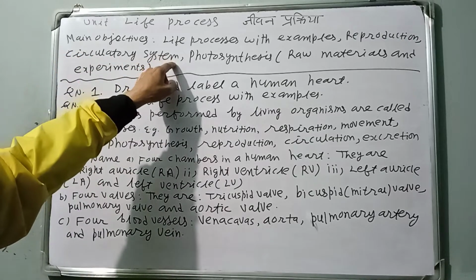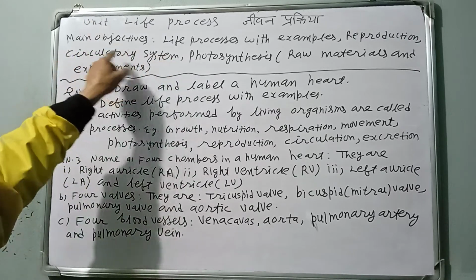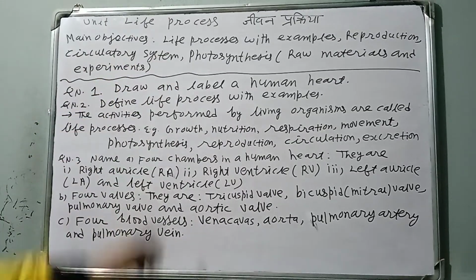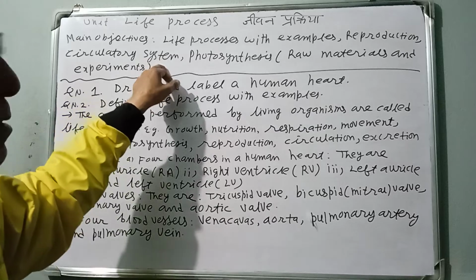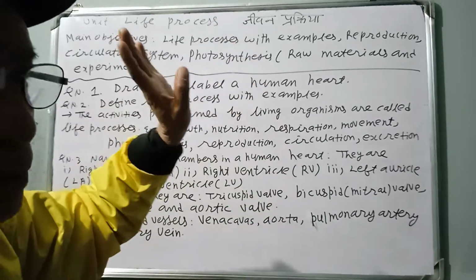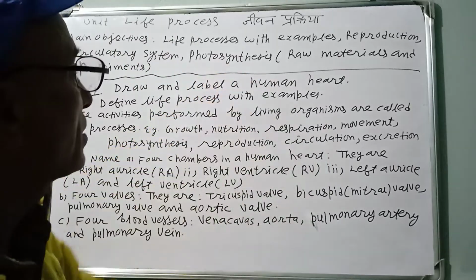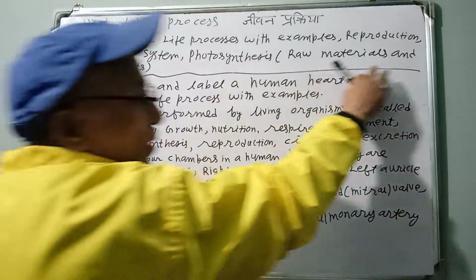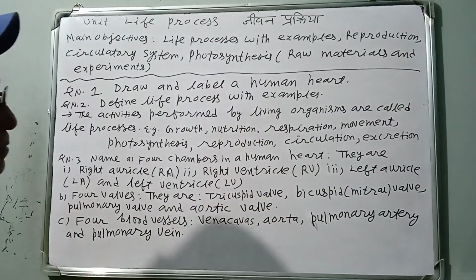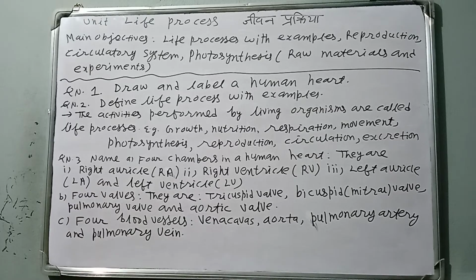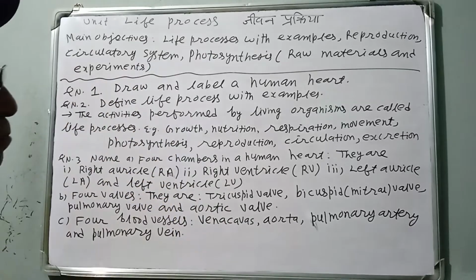Circulatory system, a group of organs which help in circulation. In some organisms, it is also called transportation. Photosynthesis. What do you mean by photosynthesis? Green plants can make food by themselves with the help of some raw materials. This process is very important to sustain life. No photosynthesis, no life. So this is a very important process.